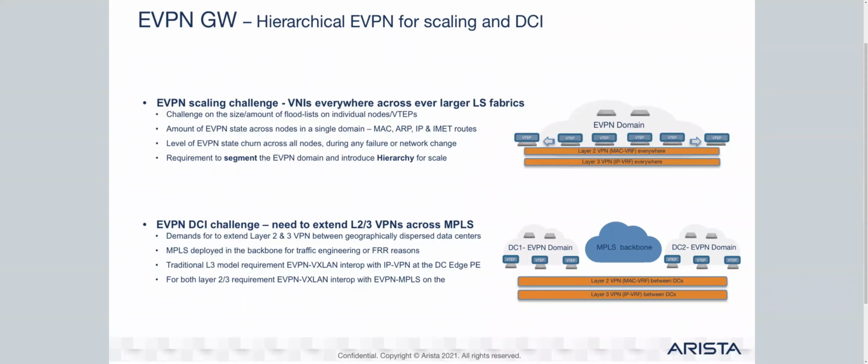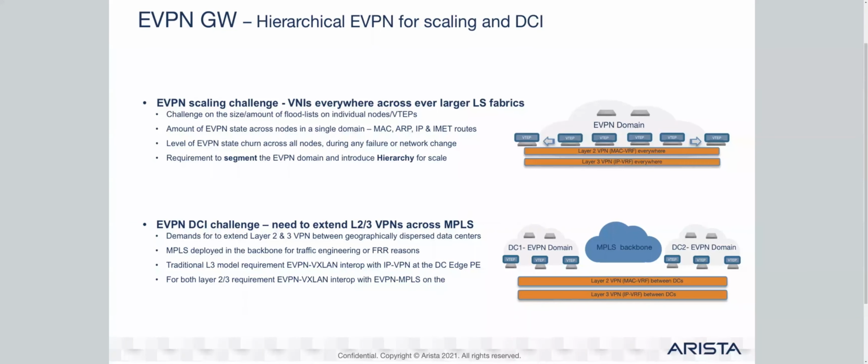That then has implications in terms of flood lists. If you're stretching your layer 2 VLANs across that number of leaf nodes, there's state churn in terms of MAC addresses, MAC-IP routes, IMET routes, and then if there is any failure or event within the domain, there is the amount of state churn needed to reconverge the domain.